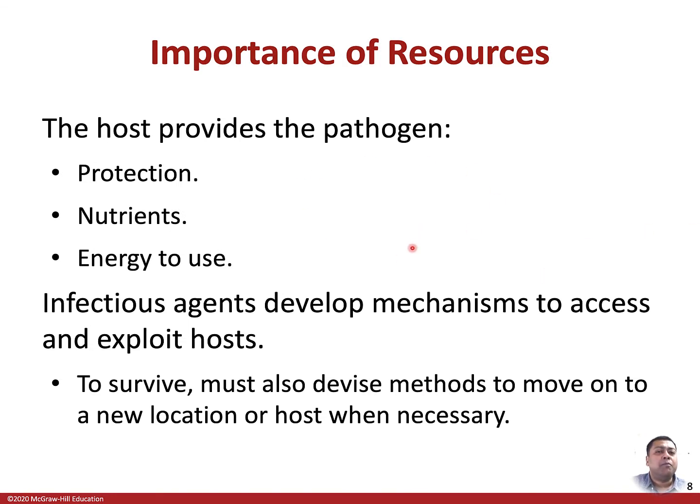The next part is the importance of resources. The host provides the pathogen with protection, nutrients, and energy to use, and the infectious agent develops a mechanism to access and exploit the host. To survive, this pathogen must also devise methods to move onto a new location or host when necessary. If you remember from the last chapter, we talked about this: no matter what, the symbiotic relationship of a pathogen with a host is always parasitic. That means the pathogen is always going to do harm to the host. So that is basically the relationship.